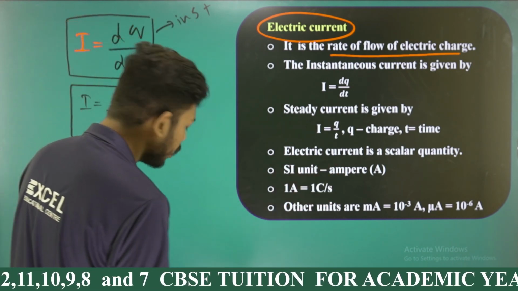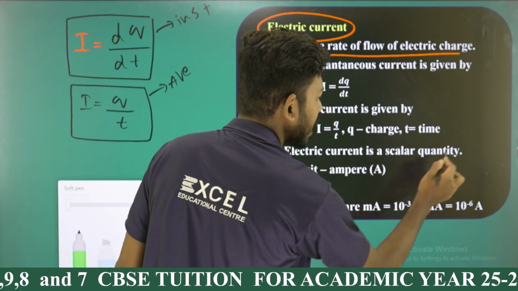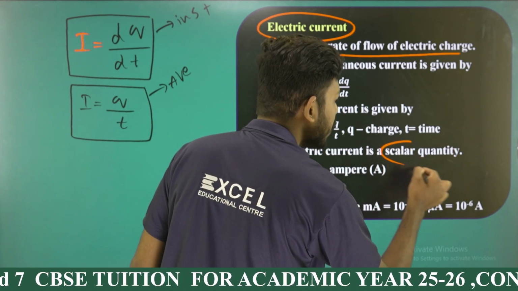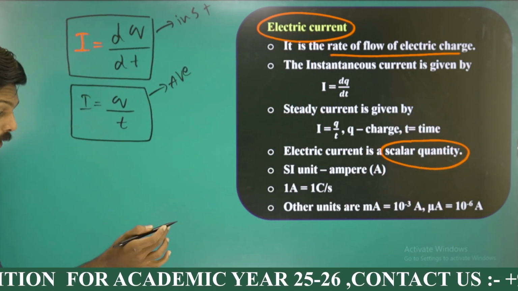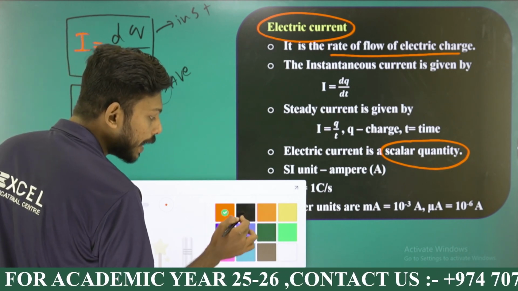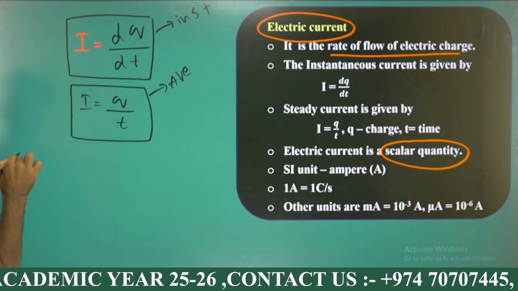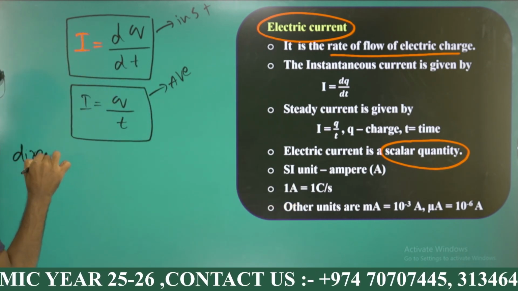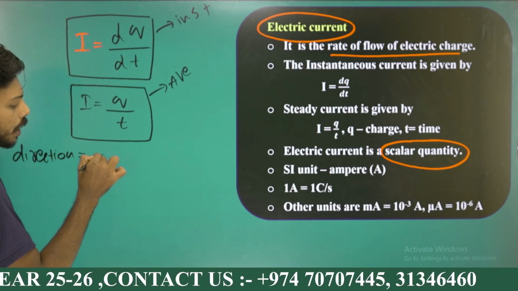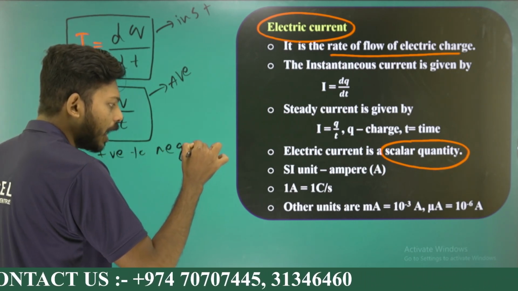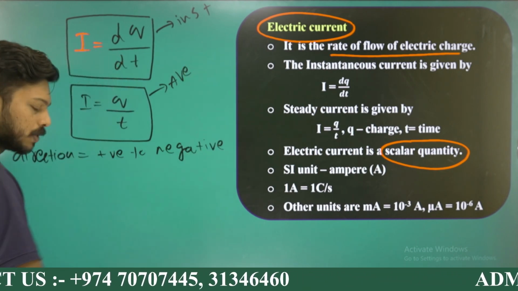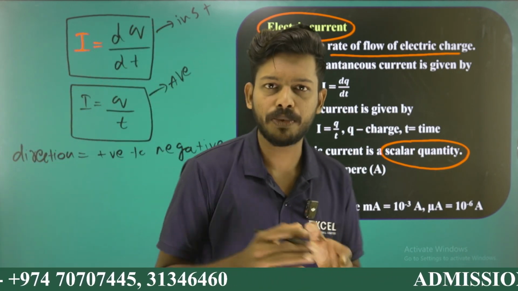Electric current is actually a scalar quantity. It's a very important point. Electric current is actually a scalar quantity. While it has a direction, the direction of electric current is positive to negative. That point is actually a bit confusing. What is the confusion?